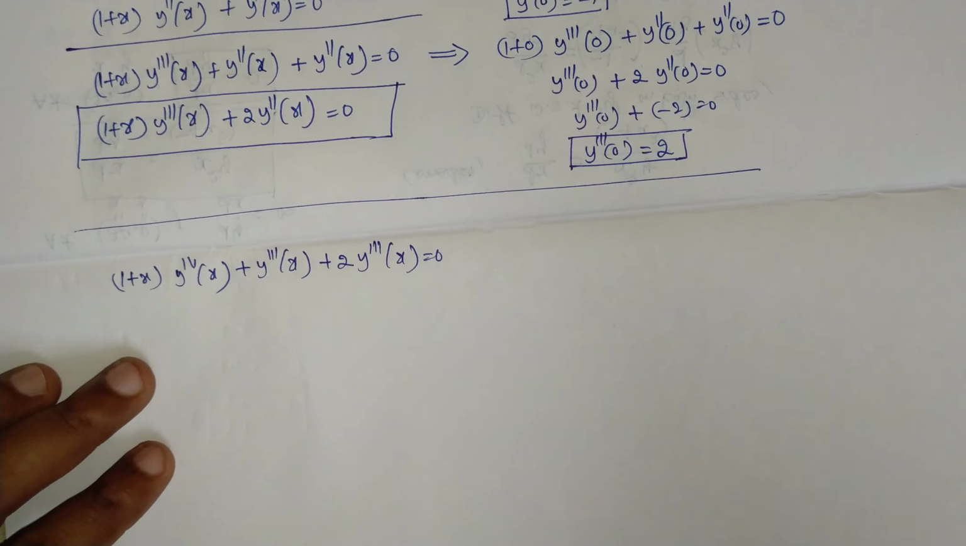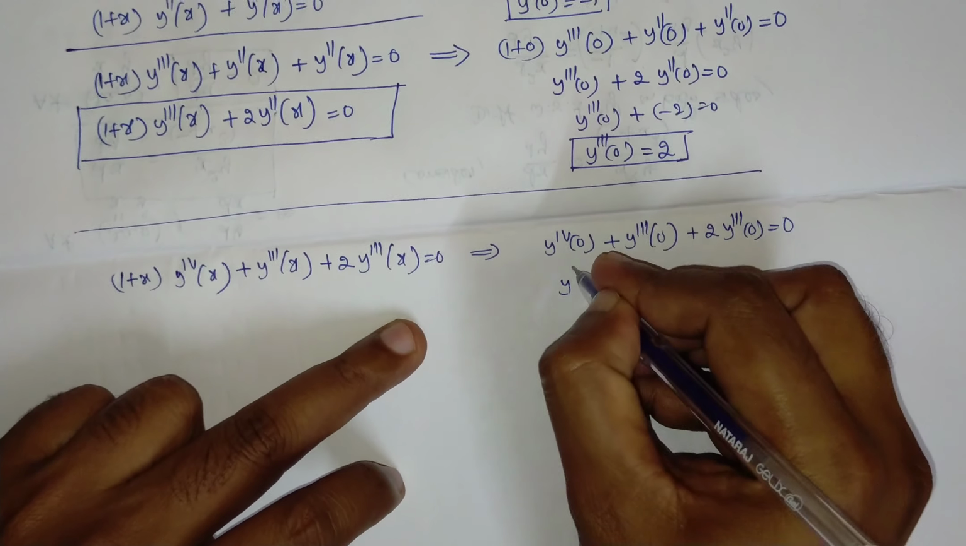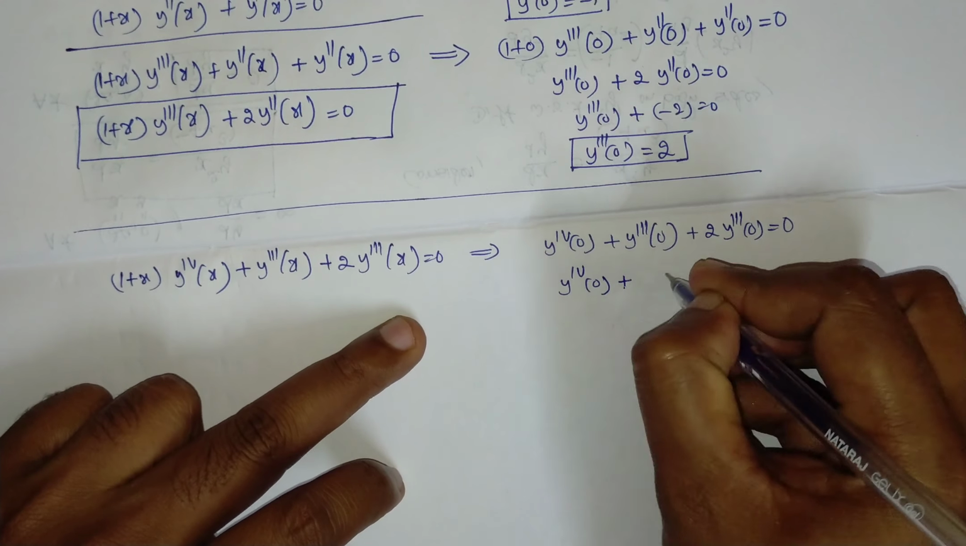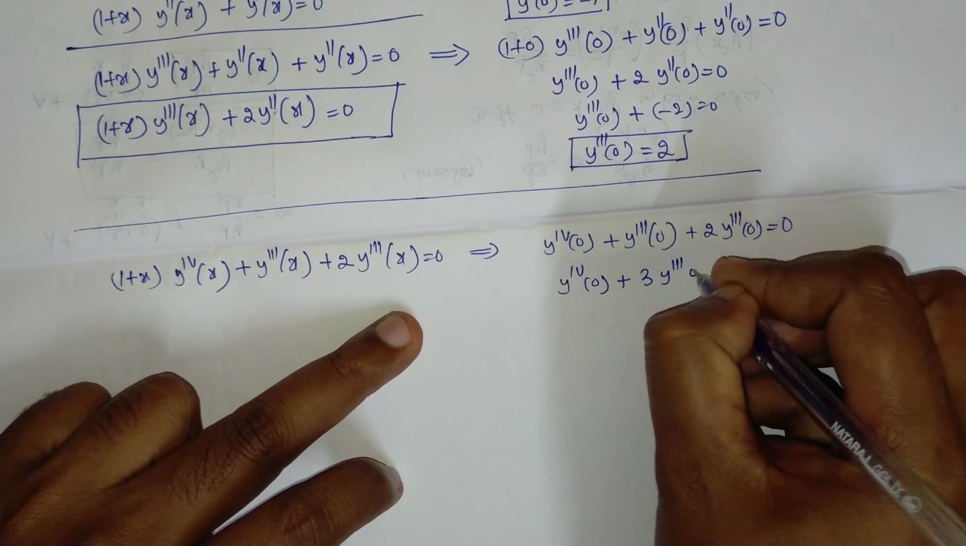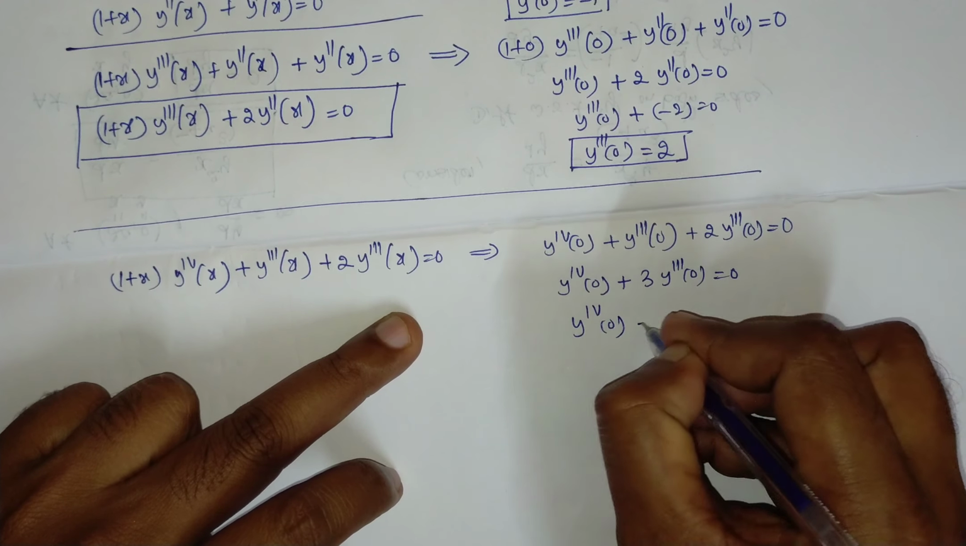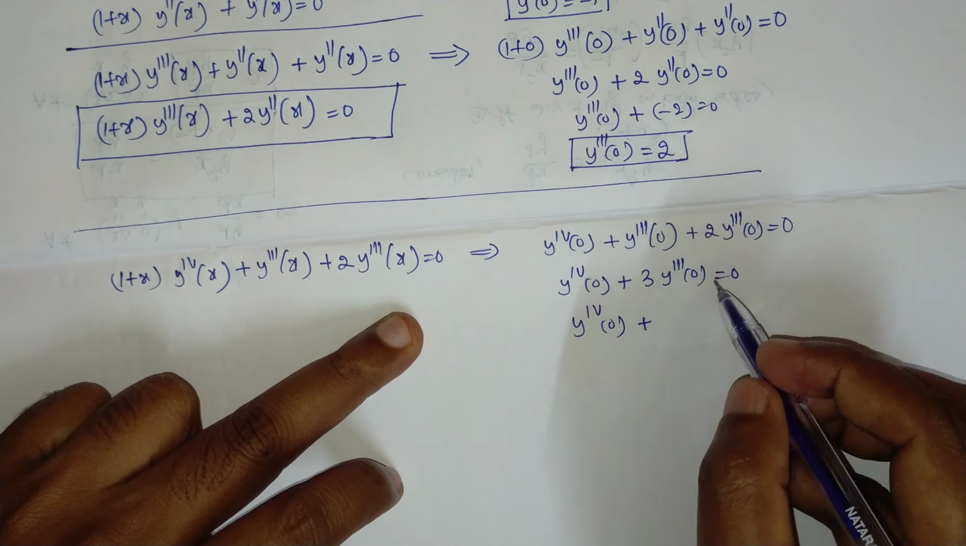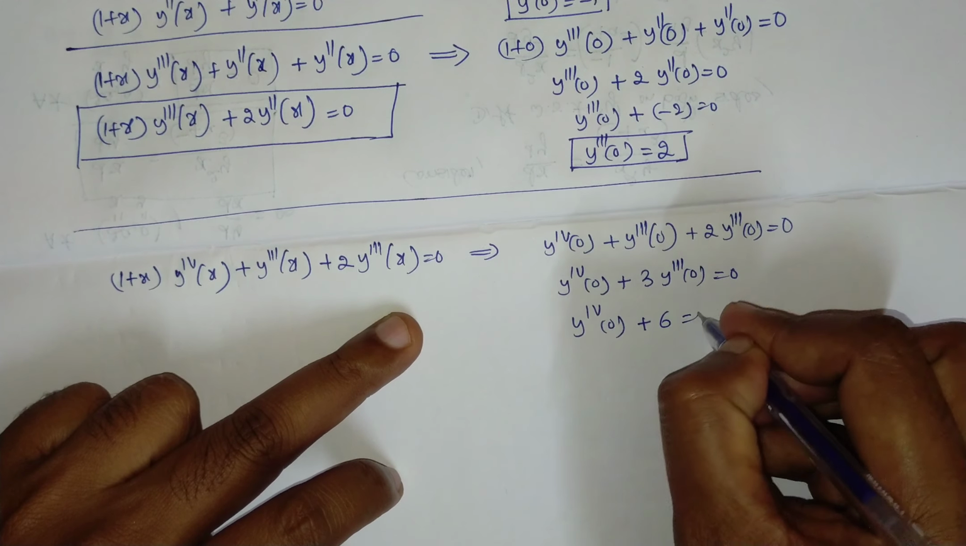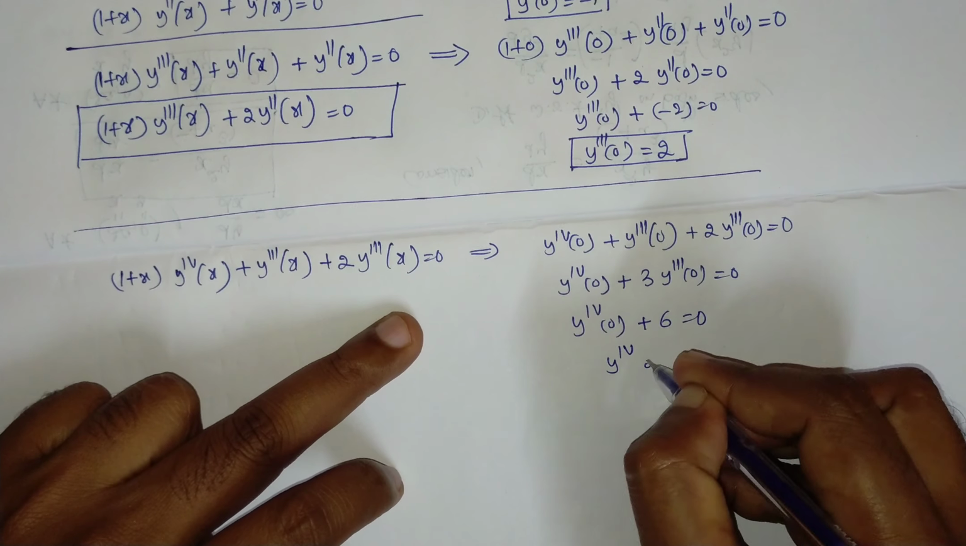So now we have the 4th derivative of y at 0 plus 3 times y triple dash of 0 equal to 0. So I can say that the 4th derivative of 0 plus 3 into the y triple dash of 0 is 2, 3 2 is 6, that is equal to 0. I can say that the y 4th derivative is minus 6.